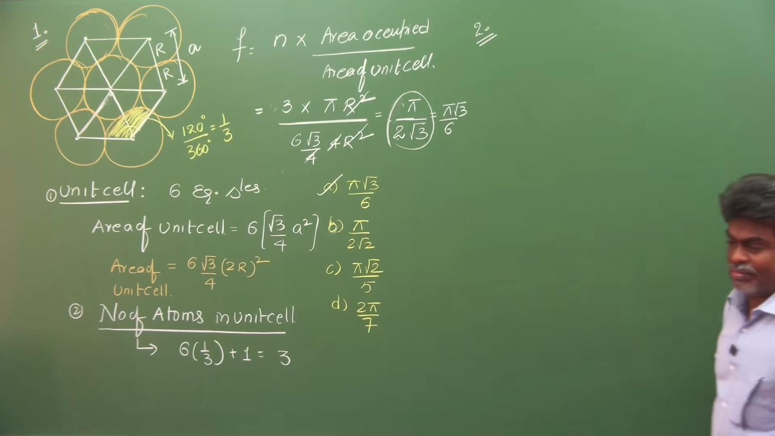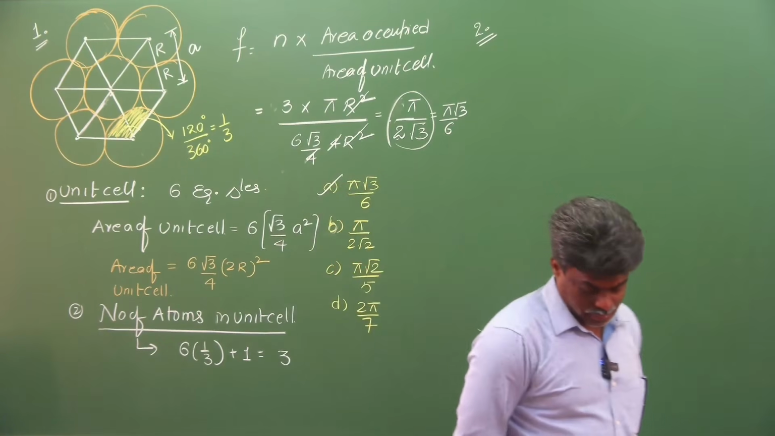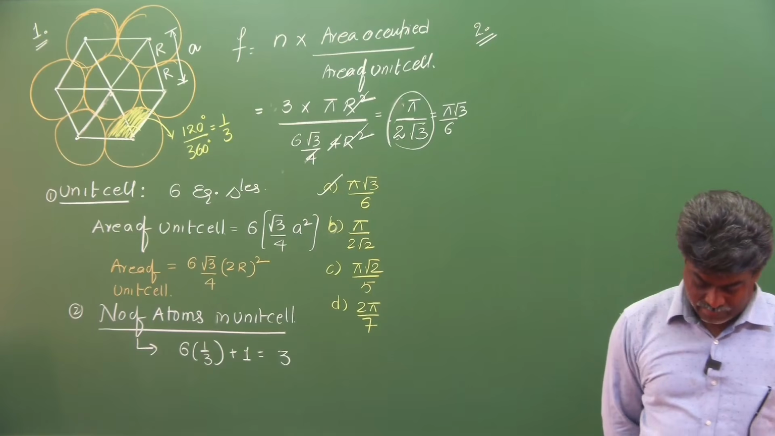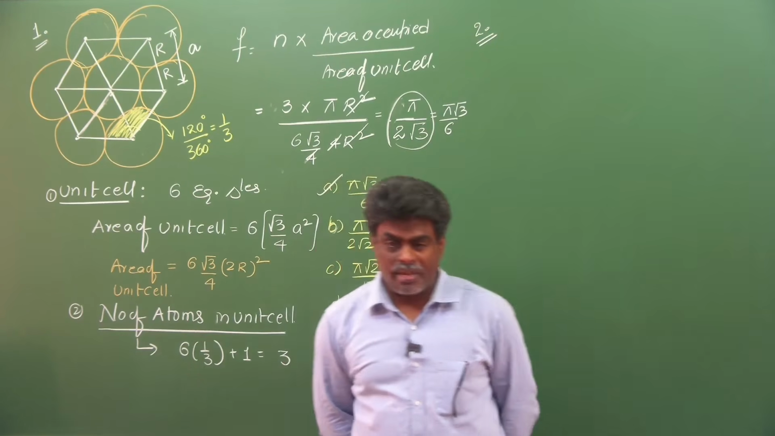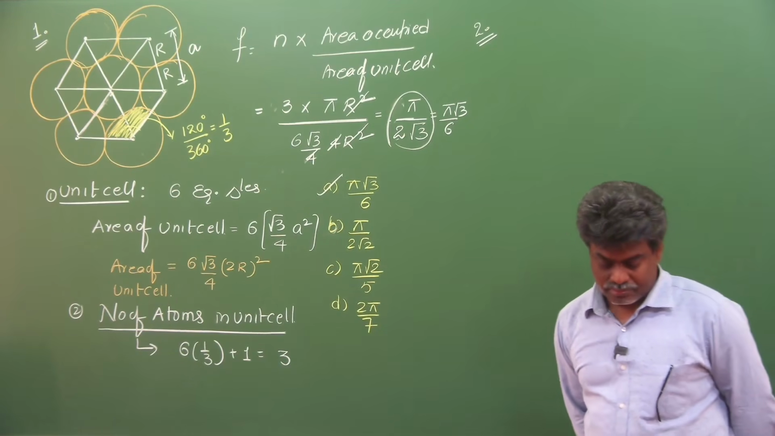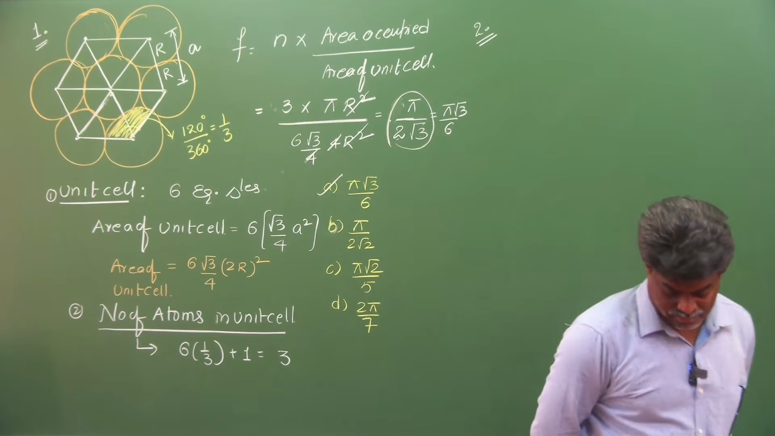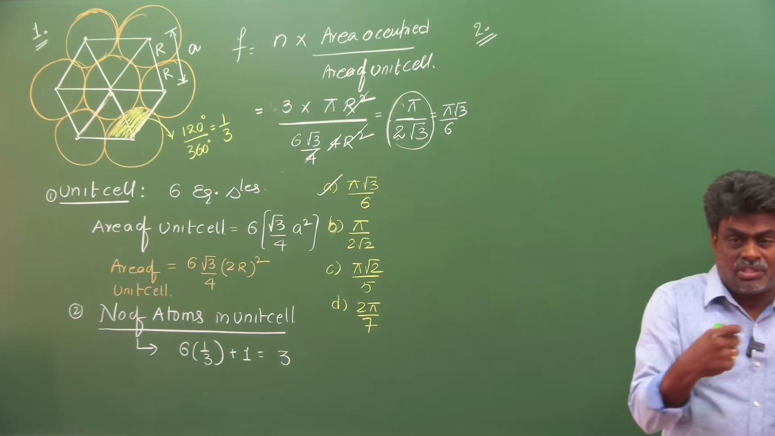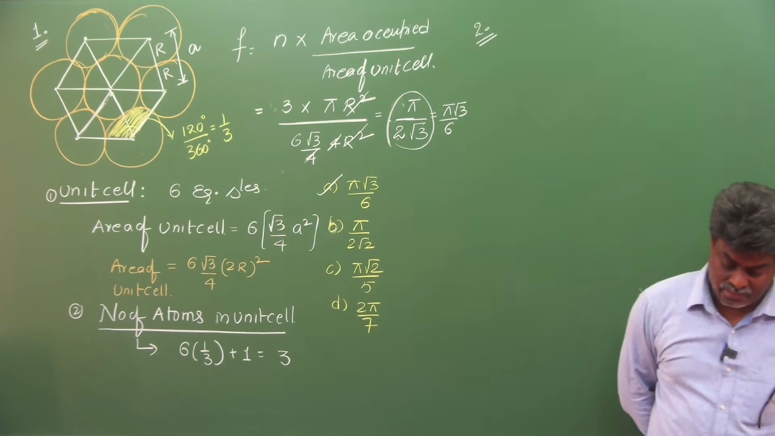A flat surface is covered with non-overlapping discs of the same size. Non-overlapping means you just have to make them touch each other. So, non-overlapping discs of the same size, full stop.